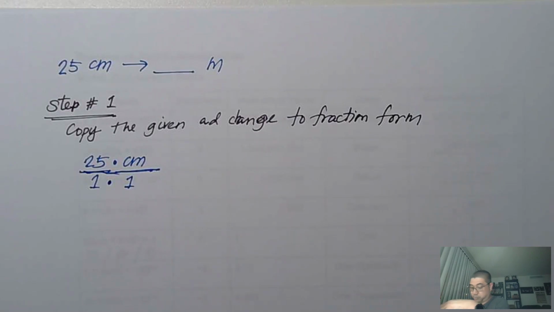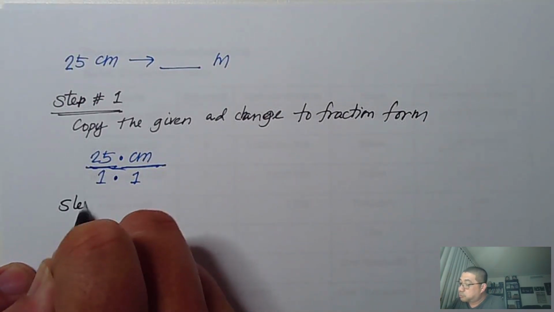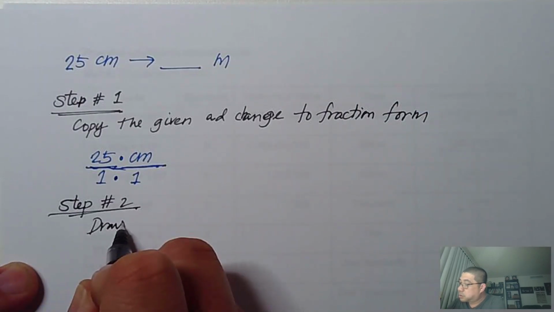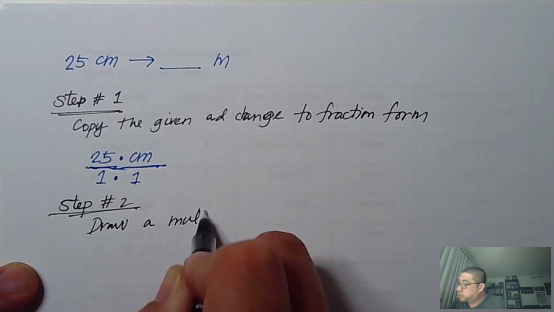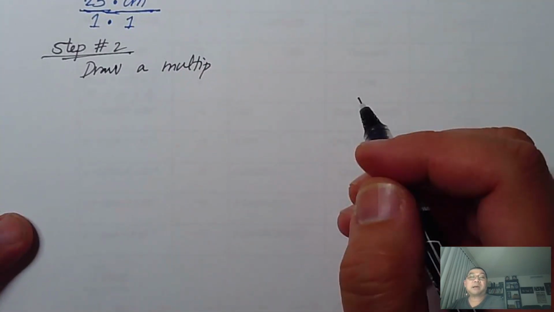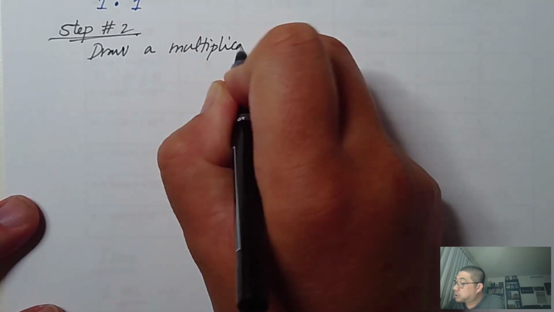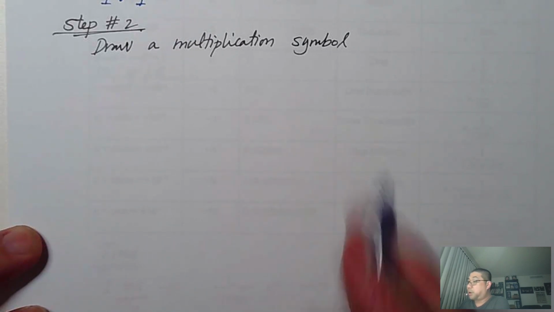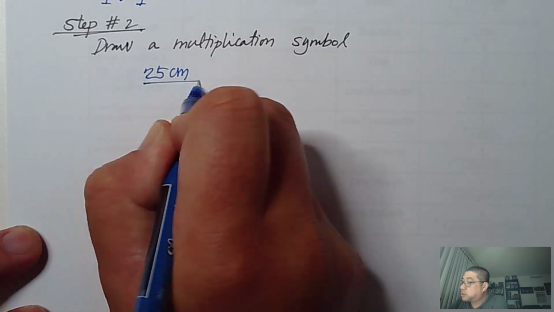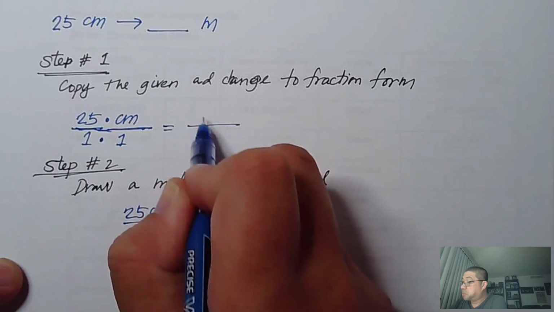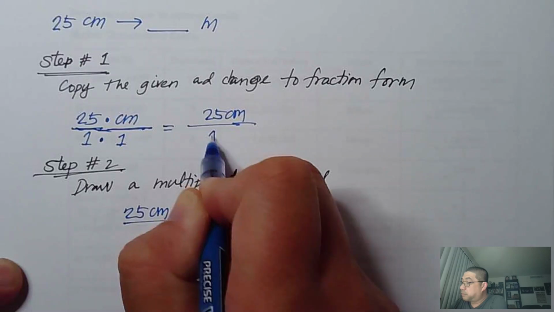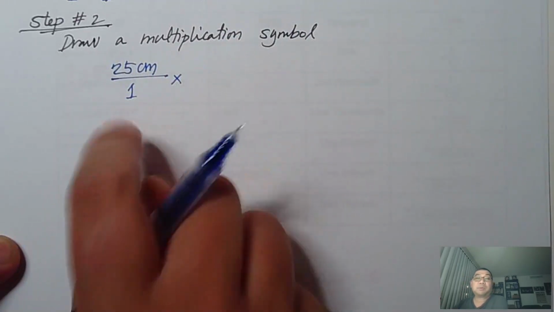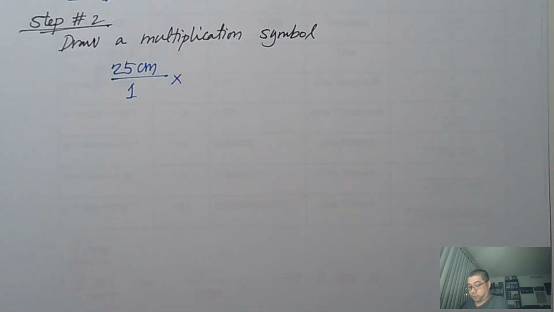Step 2: draw a multiplication symbol. So step 1 is 25 cm over 1, or 25 cm divided by 1, and then you multiply it by, draw the multiplication symbol. So that's step number 2. Step number 3.